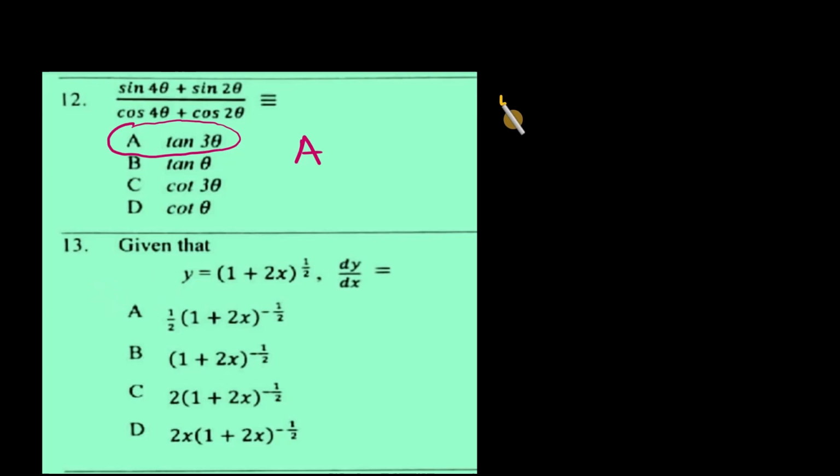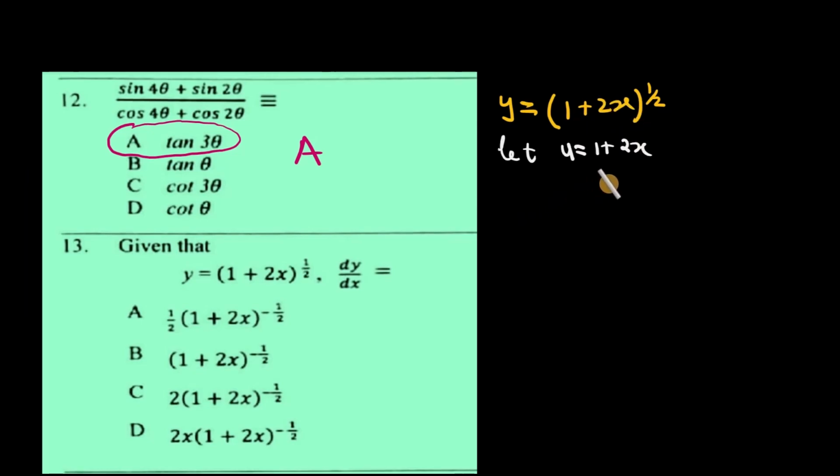Number 13. Given y equals 1 plus 2x to the half power, dy/dx will be equal to option A, option B, or option C. Let's find out. This is a composite function, that's a function of a function. To differentiate this kind of function, we need to let u equal this function in the bracket. Let u equal 1 plus 2x.